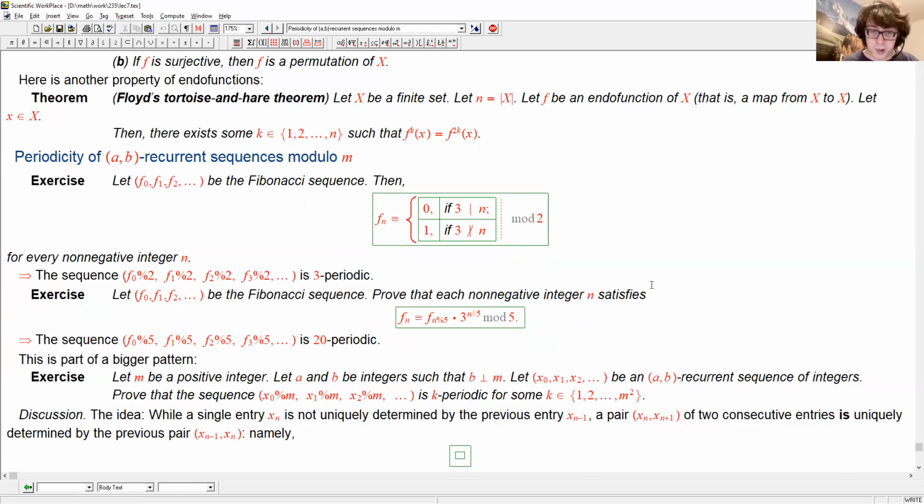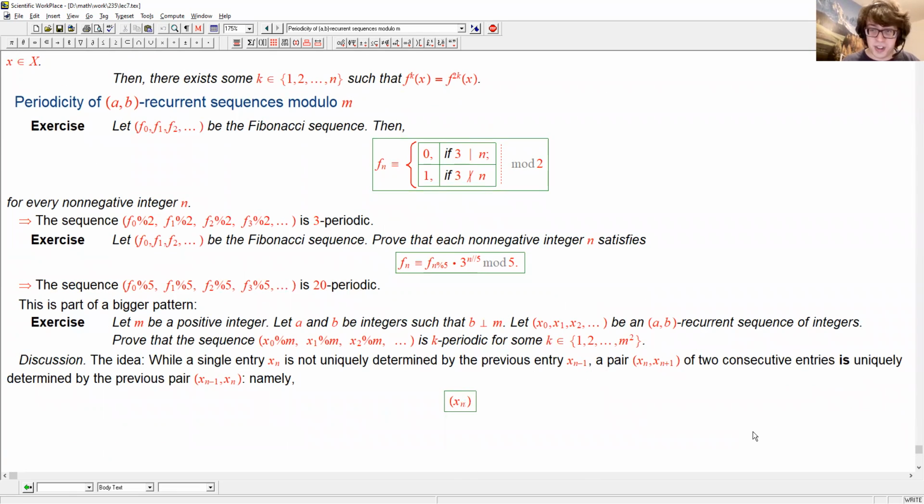Namely, if you know x_{n-1} and x_n, you already know x_n, and then x_{n+1} is a x_n plus b x_{n-1}. So if you know this pair, you can get to this pair. This was already the idea behind our matrix approach. And now we will reuse it again.